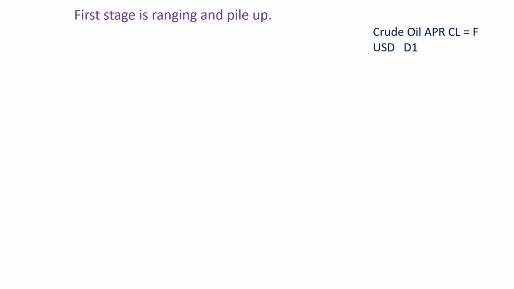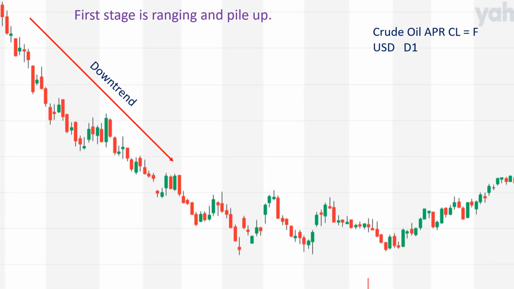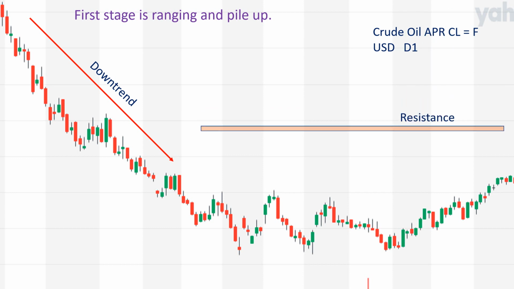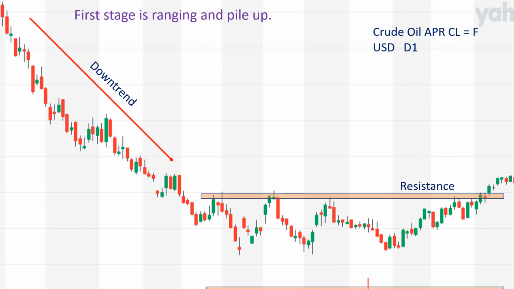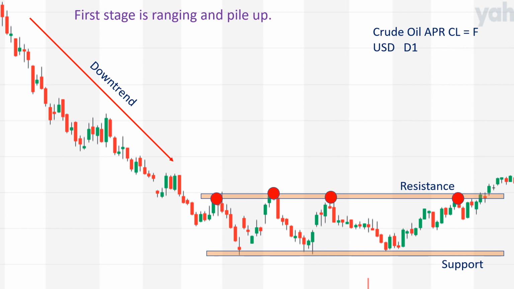First stage is ranging and pileup. This is the price trend that the price is coming down. This is the horizontal resistance, horizontal support, number of touches in resistance, number of touches in support, and this is the range band. During this transition, the price is ranging, consolidation, and pileup between 2 strong support and resistance levels, and finally the price breaks out of resistance and goes out of stage 1 by rallying and trending strongly upward.